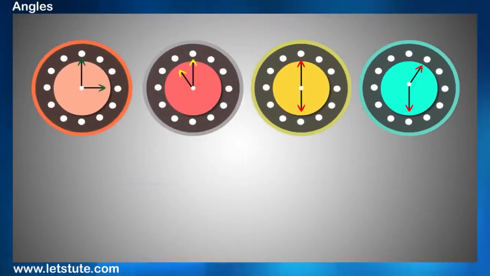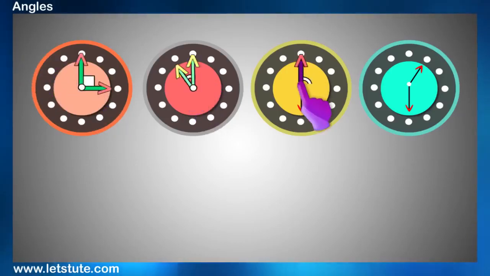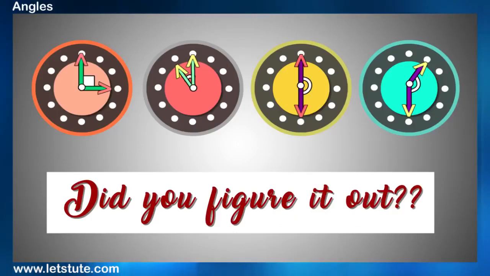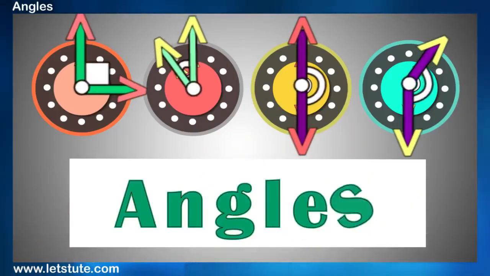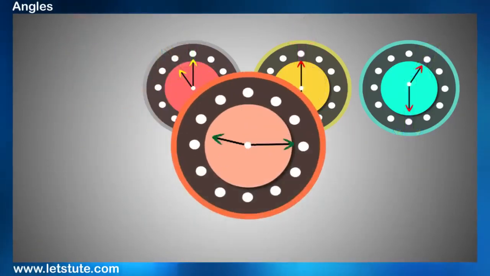What can you observe from these clocks other than the time they show? One of the most important shapes in geometry. Many concepts in geometry are based on this, so did you figure it out? Here we are talking about angles. Every time the hand of the clock moves, it forms a different angle, right?